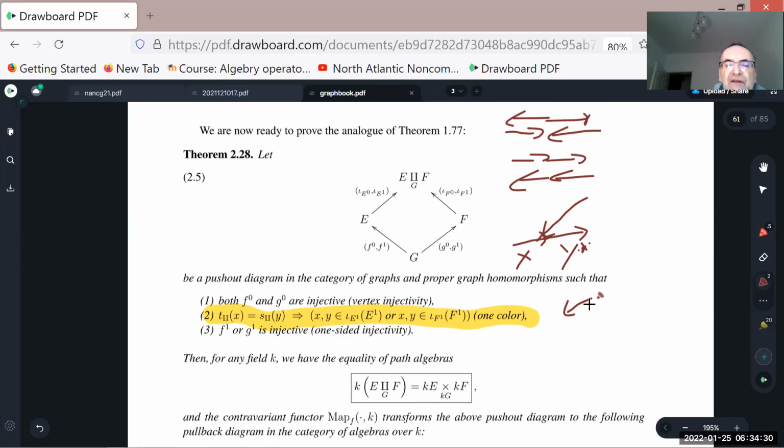So this means that we must demand a little bit more for graphs in order to have such one color condition for the extended graphs. Okay. And this is why I reformulated this condition in the following way.